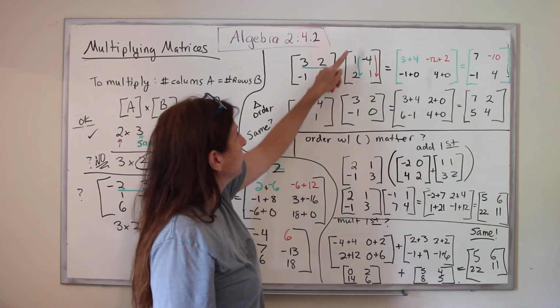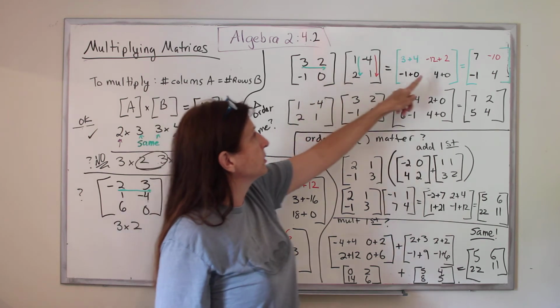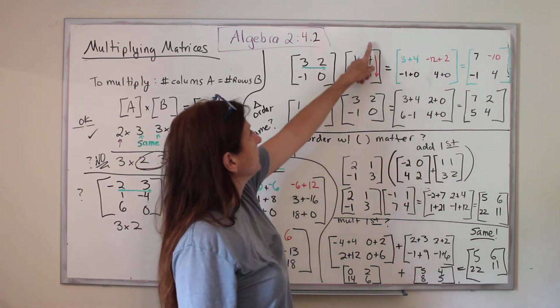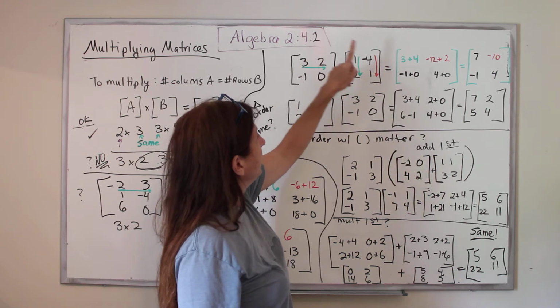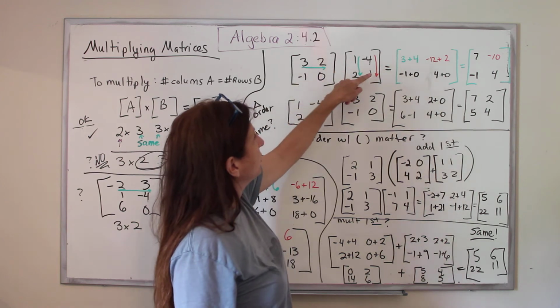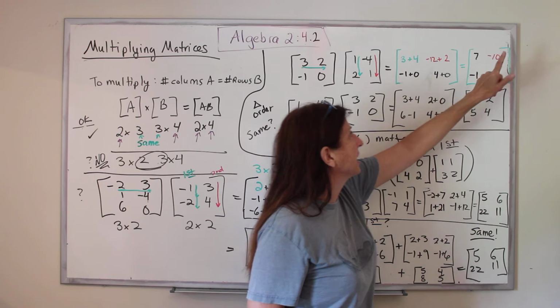Oh, negative 1 times 1 is negative 1. 0 times 2 is 0. Negative 1 plus 0 is negative 1. Now we do the second column. 3 times negative 4 is negative 12. And 2 times 1 is 2. And negative 12 plus 2 is negative 10.